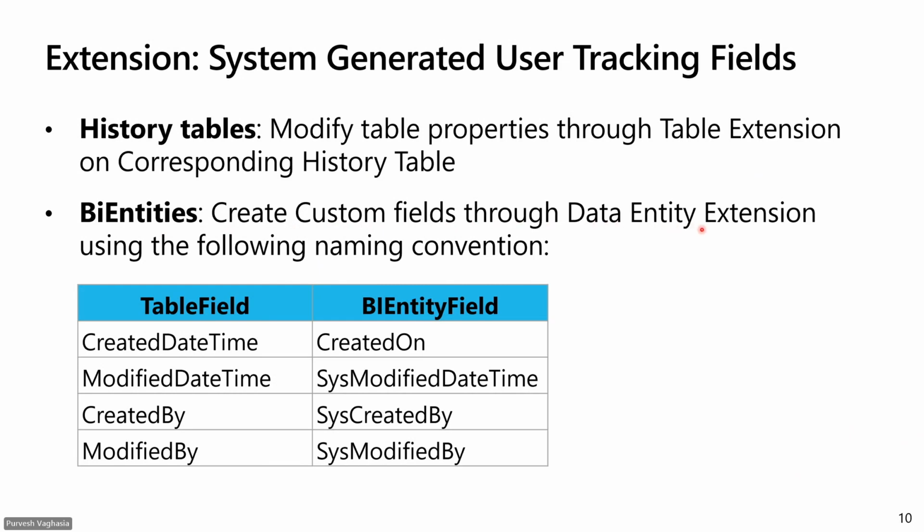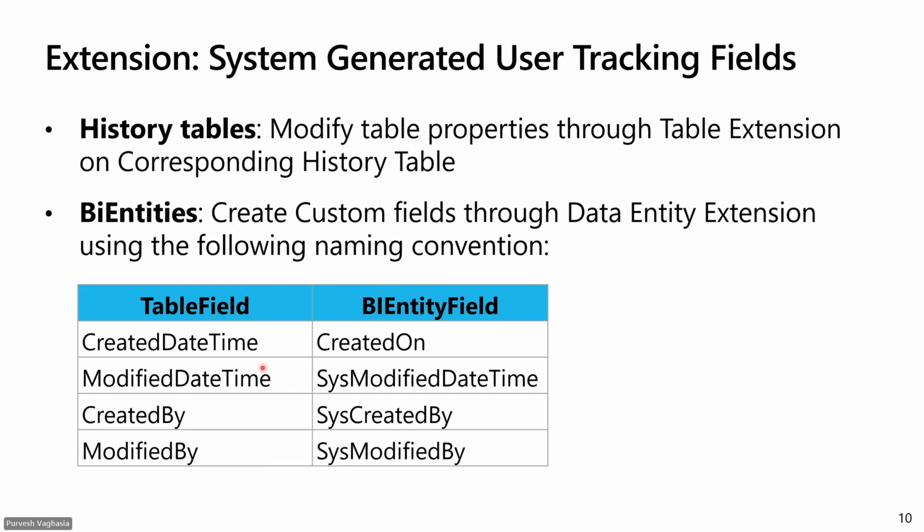For example, you can see here in the table that we listed, we have created datetime, modified datetime, created by, and modified by. In the BI entity, you need to add created on, sys modified datetime, sys created datetime, sys modified by. Now, we added sys here. You don't necessarily need to add sys, but first of all, do not name the column exactly the same as what the system creates. Like created datetime, you won't be able to add it.